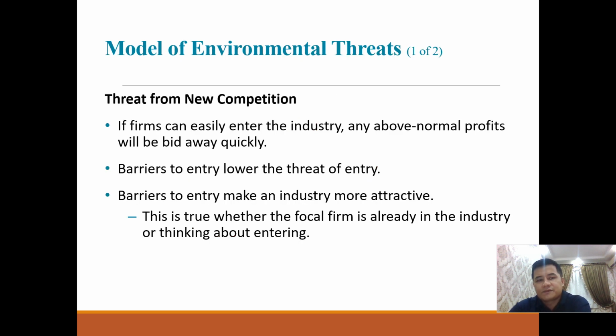Next, threat from new competition. If firms can easily enter the industry, any above normal profits will be beaten away quickly. Barriers to entry lower the threat of entry. Barriers to entry make an industry more attractive, right?